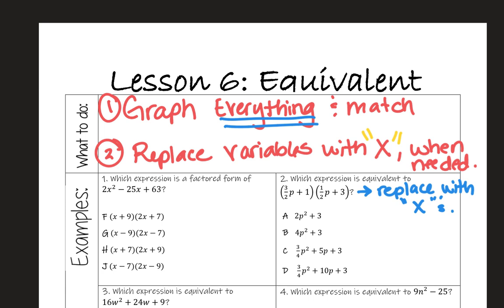Number 2, it says replace the variables with x when needed. So we'll see that here on problem 2. I already have it there for you. It says replace it with the x's. We cannot graph any other variable other than x.